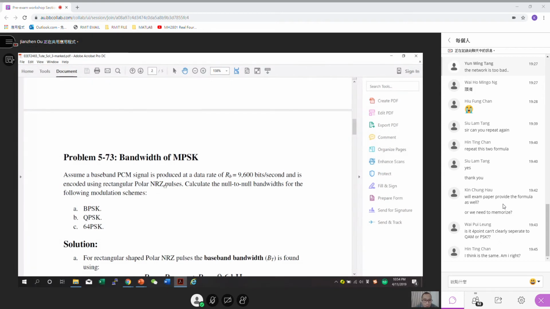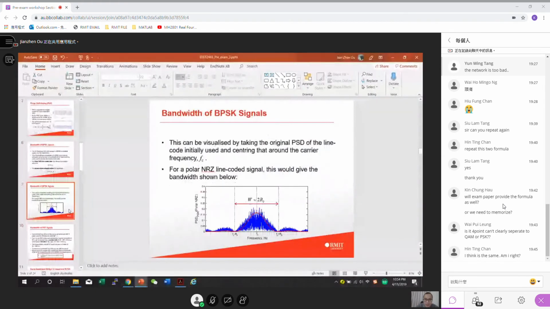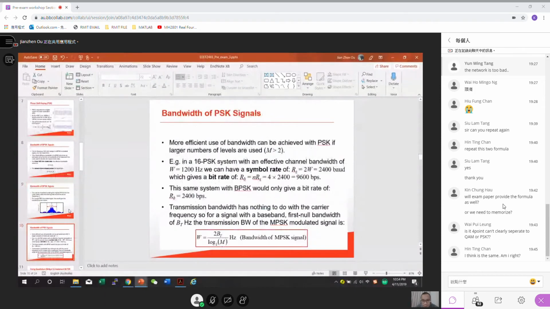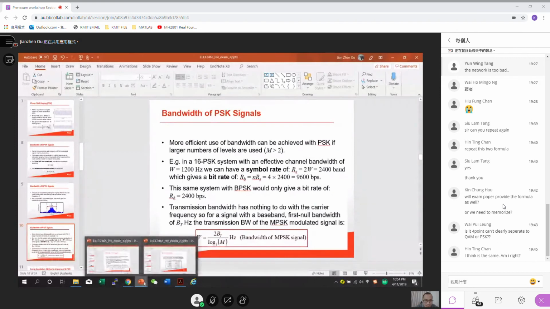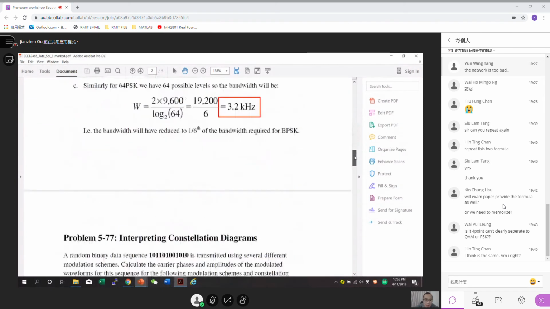And then once you know that, you're going to talk about BPSK, QPSK, and 64 PSK. The formula is here, straightforward and simple. Remember this formula? I think it should be easy. So it seems like the first two questions are very easy, and you just need to spend a few minutes to answer them. But the final question is a bit difficult.